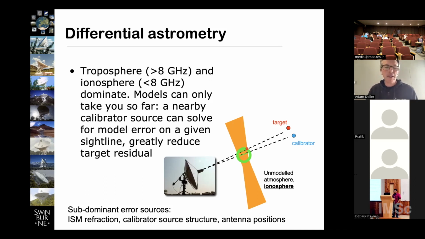And hopefully that means that the target source is now going to be appearing very close to where it should be. It won't be perfectly so, as is illustrated here, as there's always a bit of a direction dependence to these propagation delays. But if the calibrator source is close on the sky to the target, then the difference in the error will be very small. And so that can greatly reduce the target residual. And through doing that, we can get to the very high precision that I'll show in a minute.